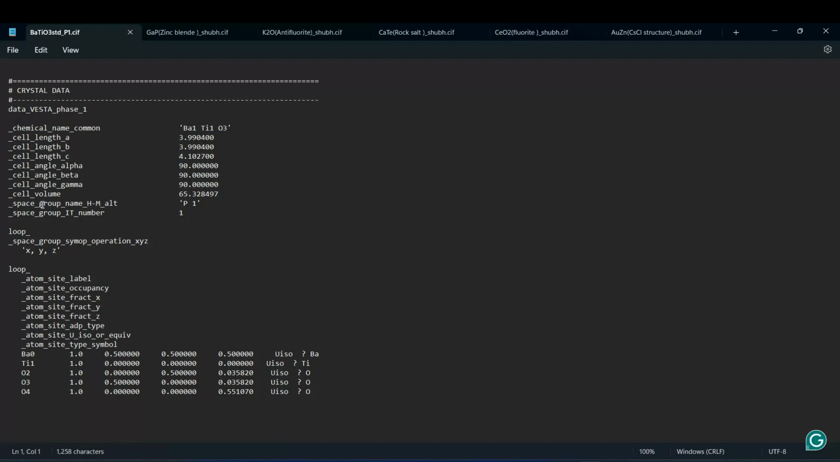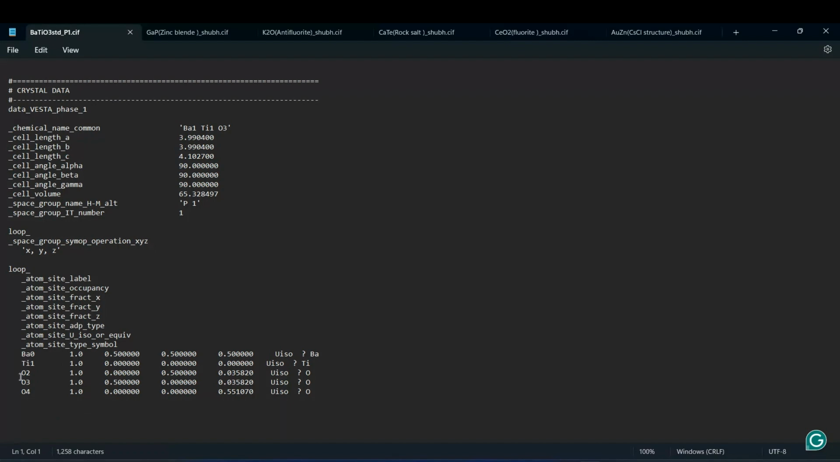Then the cell volume and the space group, how it is symmetric about its axes and its planes. So it is primitive, and there is no overall symmetry. And then come the different parameters, like fractional coordinates and symbols, labels.